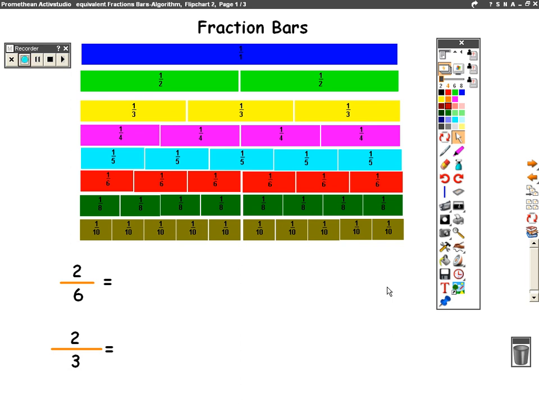Coming here talking about equivalent fractions. Two different ways you can find equivalent fractions. First one being using fraction bars.